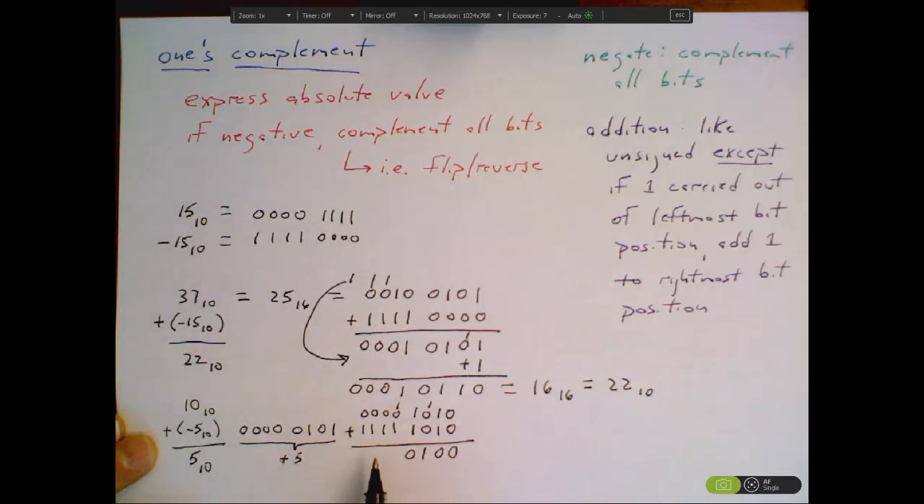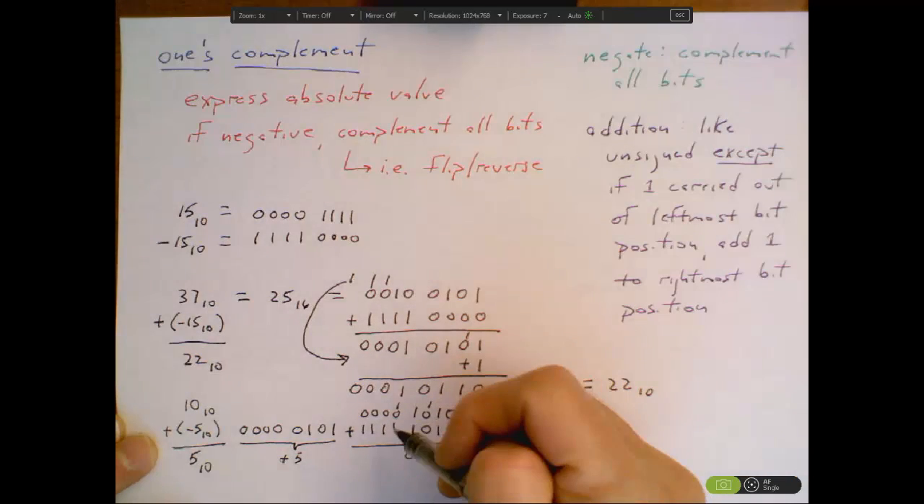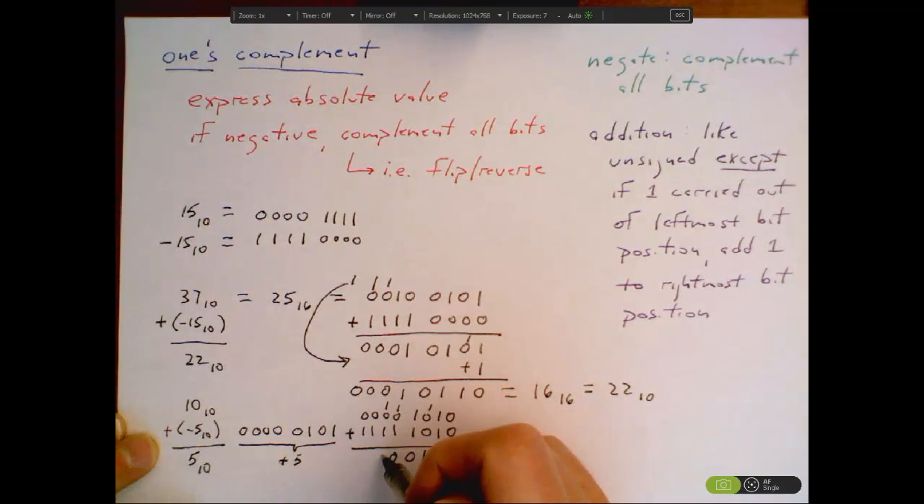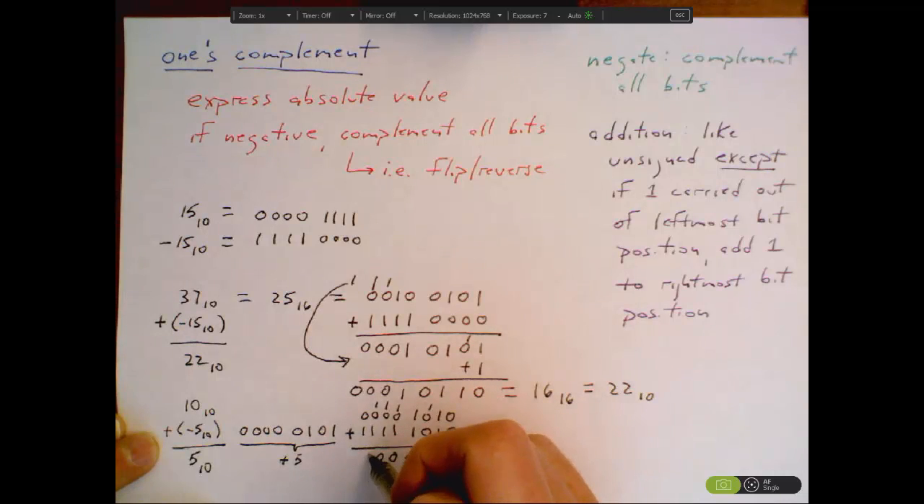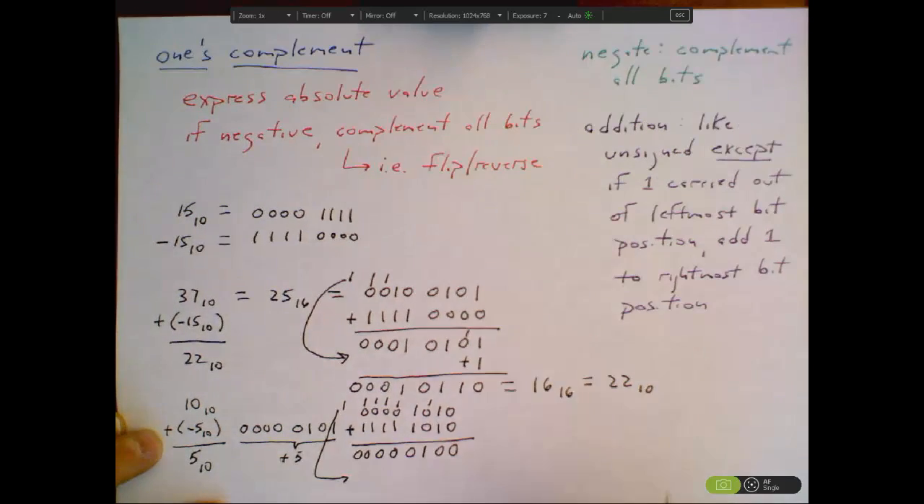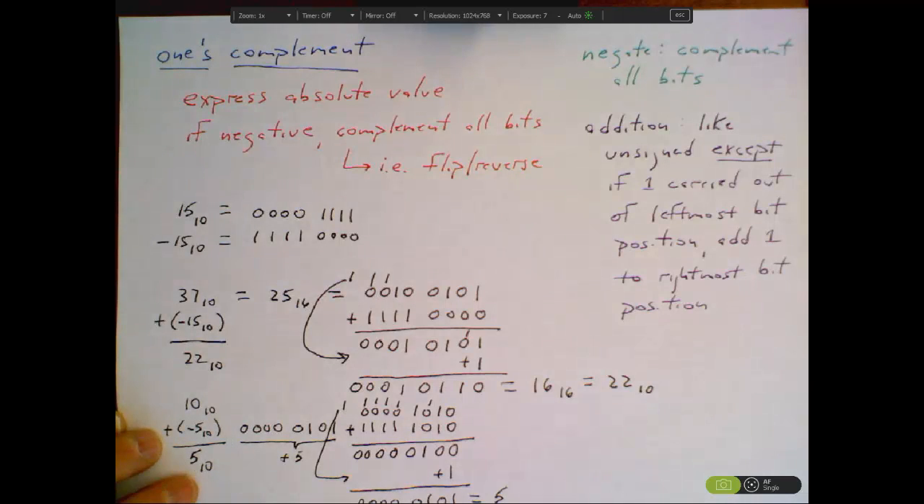Have I done something wrong? Let's just double check. Don't think so. So I'll just finish this example. 1, 0, 1 is 0, carry the 1. 1, 0, 1 is 0, carry the 1. 1, 0, 1 is 0, carry the 1. 1, 0, 1 is 0, carry the 1. So again, despite what I was trying to do, I do have a carry out the top. And I've got 0, 0, 0, 0, 0, 1, 0, 1, which is the expected answer.